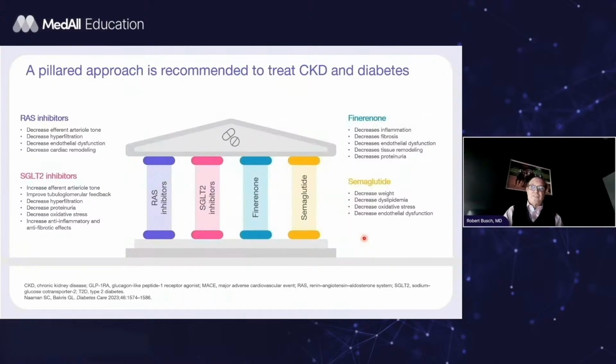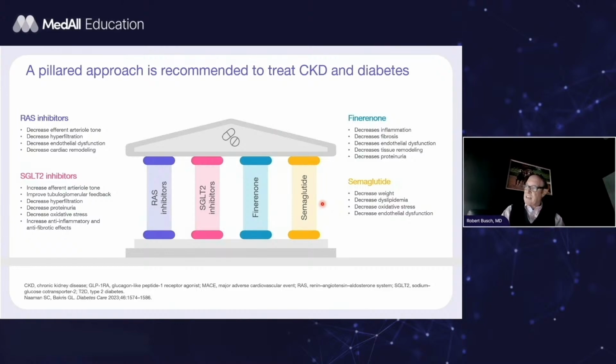So our pillars of therapy are RAS blockade to dilate the efferent arteriole, SGLT2s to constrict the afferent arteriole, finerenone that stops inflammation and fibrosis, and now semaglutide. It's not clear why semaglutide has the benefit. Is it the weight reduction? Is it anti-inflammatory? Does it stop oxidative stress? Is there a receptor in the kidney that has direct benefit? So you have pillars of therapy when you treat a patient.